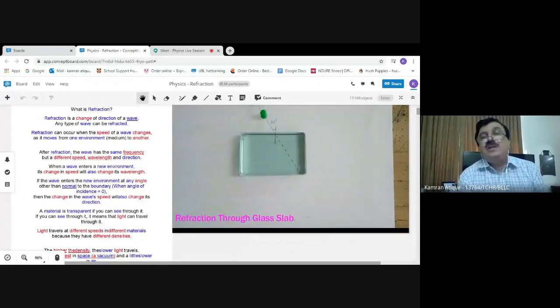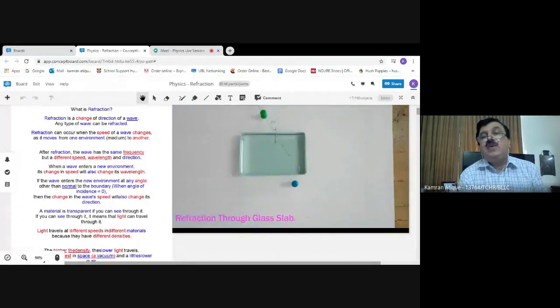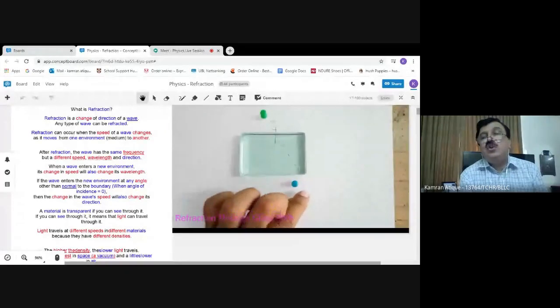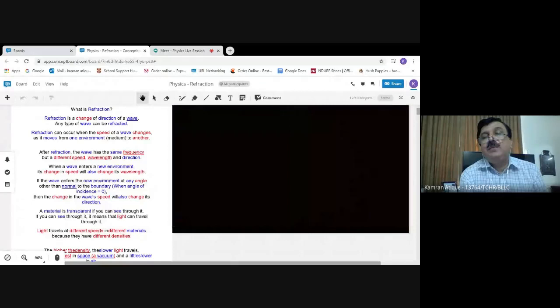So an incident ray of light can be chosen randomly, but you will later see that the emergent ray of light cannot be chosen randomly. The teacher will see through the rectangular glass block the image of pin 1 and pin 2, and then plot the emergent ray of light. Later in this video, the teacher will show how he plotted, or is going to plot, the emergent ray of light.